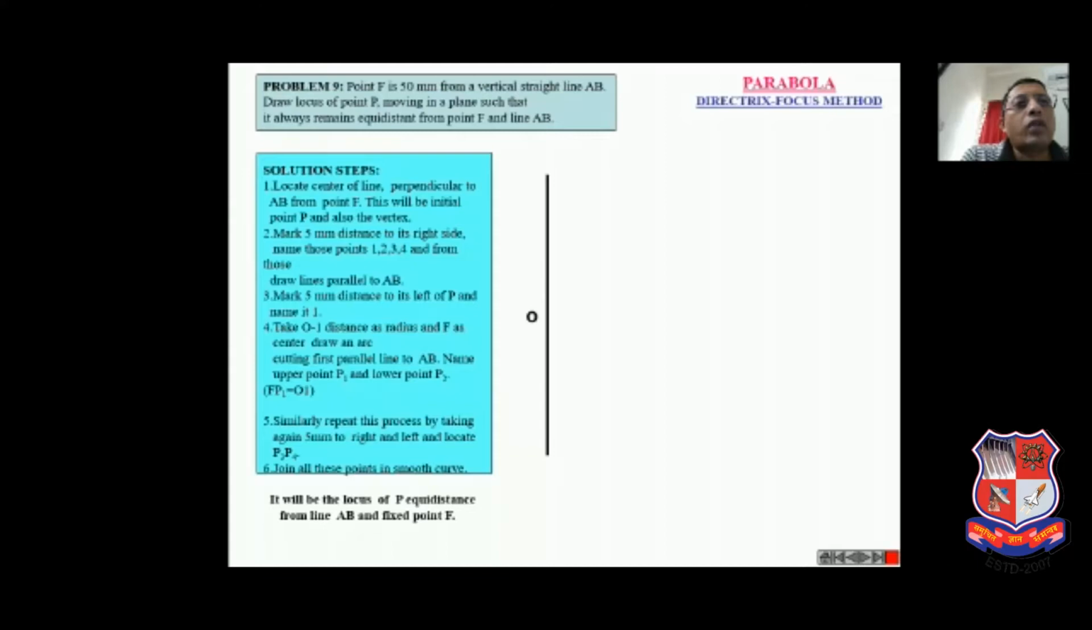So how can we draw a parabola by directrix focus method? So first of all we draw one vertical line which is known as directrix. So this line we mention the name AB. Its center point is O. Now locate the center of line, then draw a perpendicular to AB from point F. So this will be initial point P and also the vertex. So the distance from AB to focus is 50 mm and the center of O and F we mention as vertex.